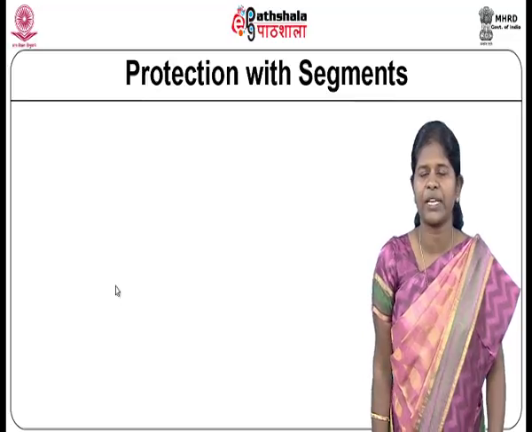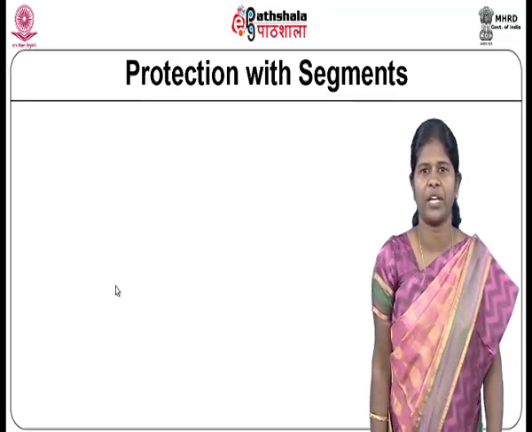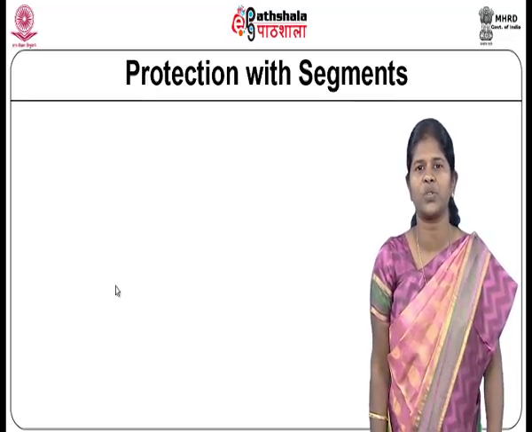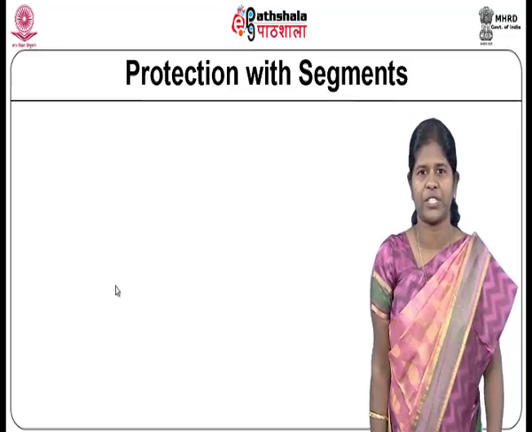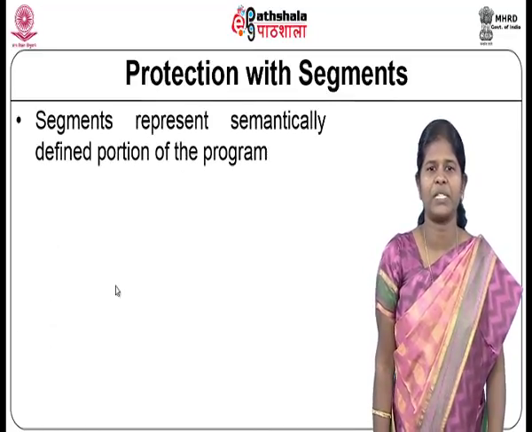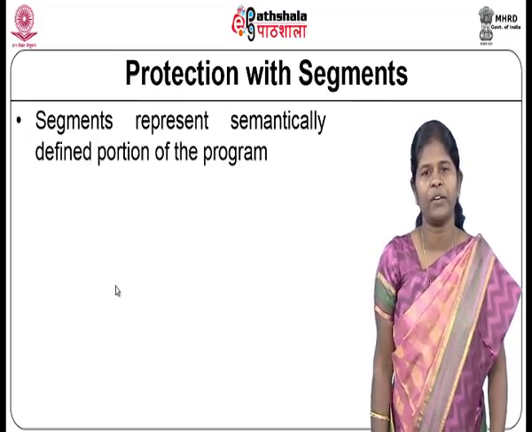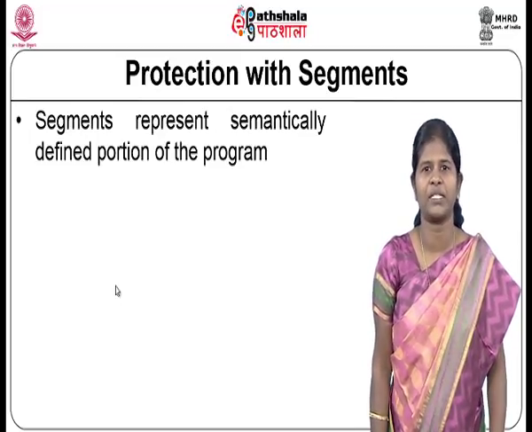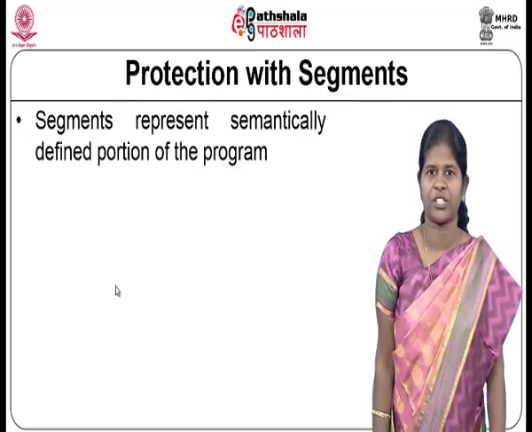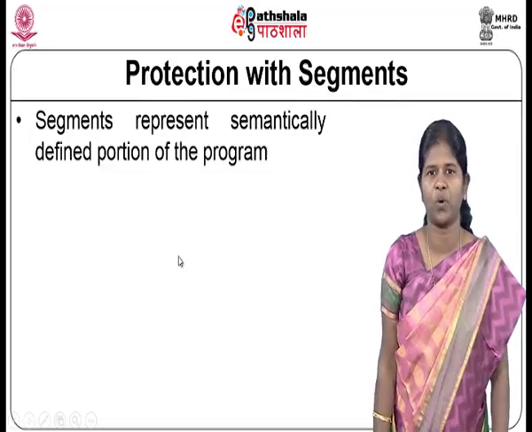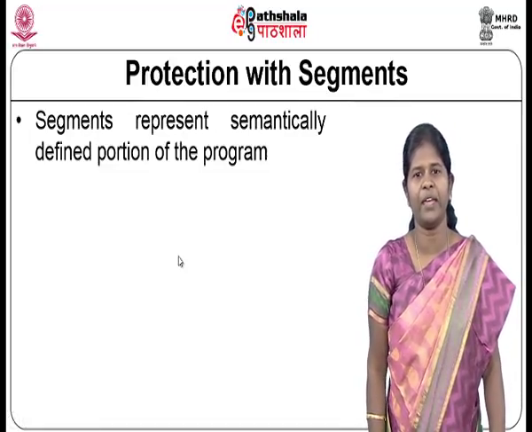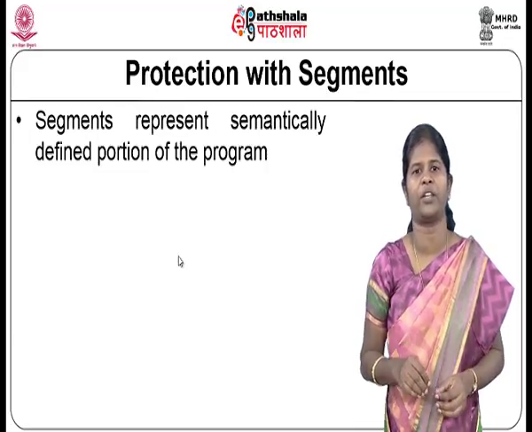Given a logical address which has a segment number and an offset, you can convert it into the corresponding physical address. And when you have segments, it is possible to have protection. We saw that, say, a main function is a segment, or a data structure is a segment, and so on. So, semantically similar kinds of information will be stored in one particular segment.